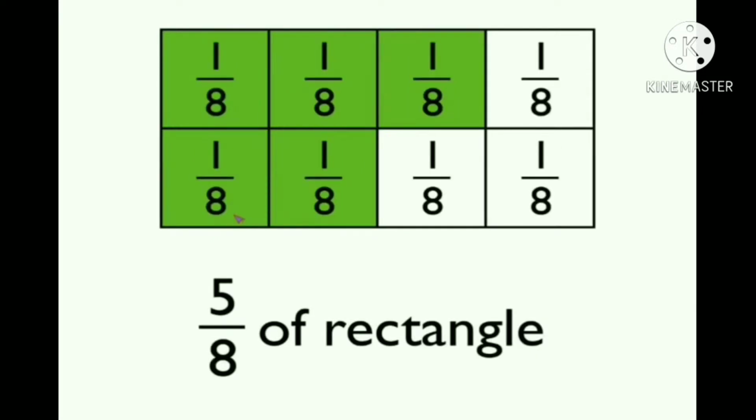Here the rectangle is divided into 8 equal parts. Among the 8, 5 are colored. Like this the whole can be divided into equal parts.